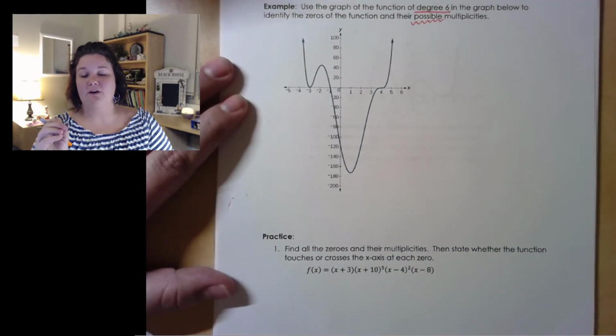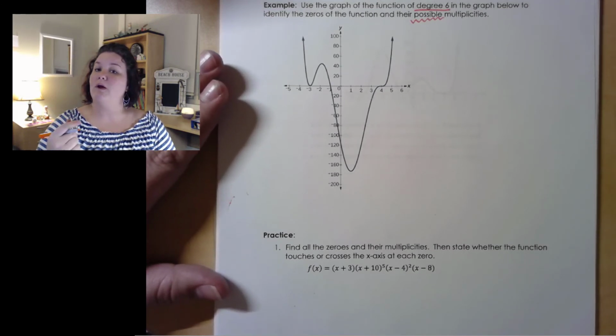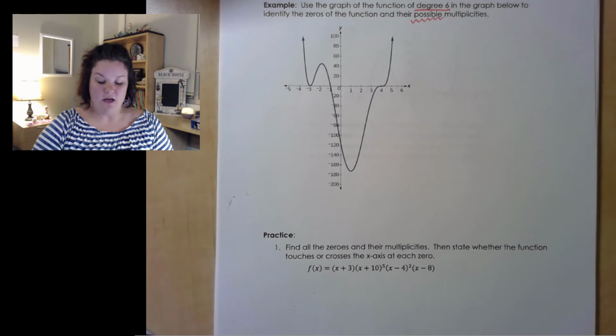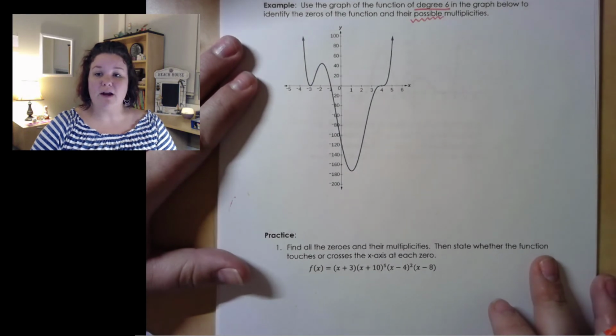So we may not be 100% accurate on the exact one, but we should be able to come up with what it might possibly be. Okay, so let's just do this one the way we did the last one, and then we'll talk about the possibilities. Okay, so first of all, looking for x-intercepts.